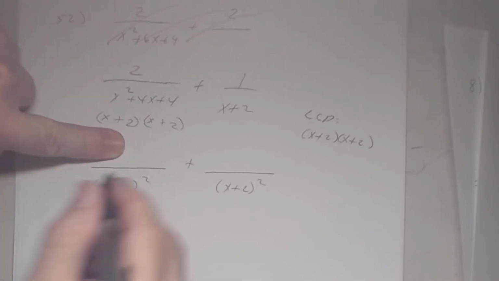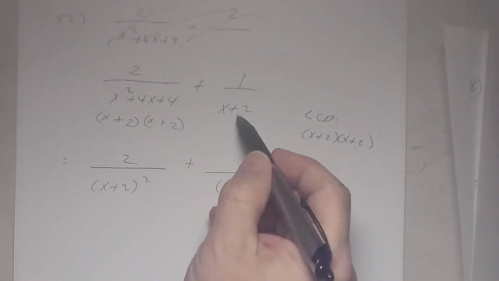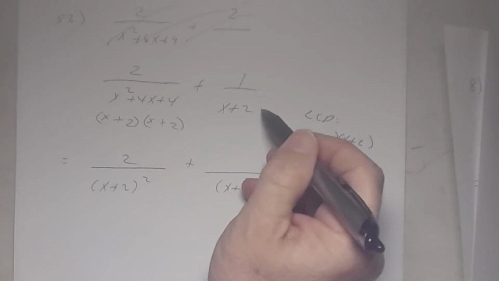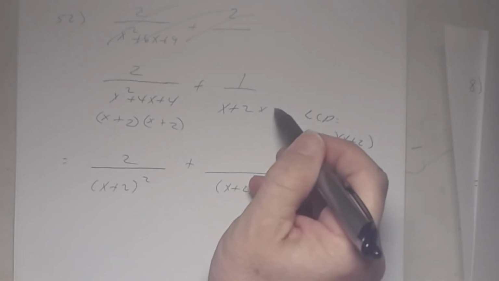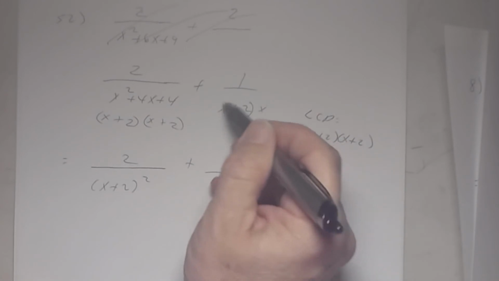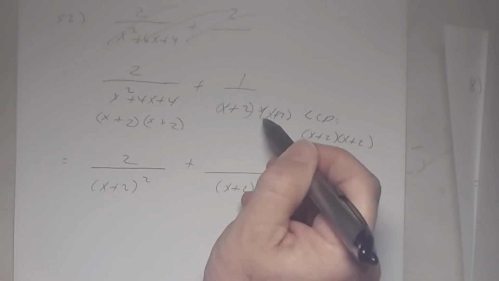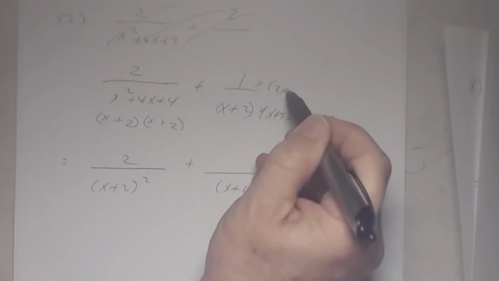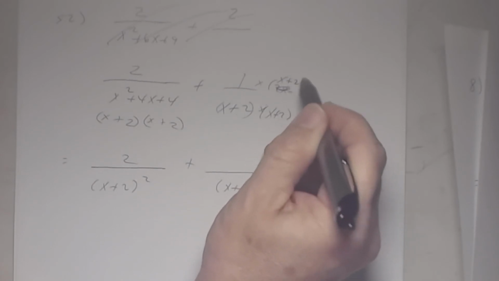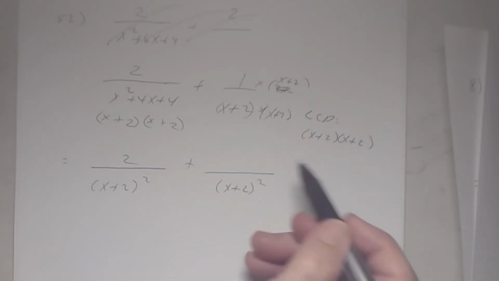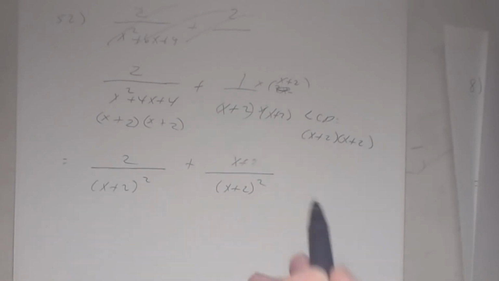2. This is what I have, this is what I want. Am I missing a factor? You need a square, x plus 2, times x plus 2. What I do to the denominator, I do to the numerator. You've got a 1 up there, so you just put the x plus 2 down. So 1 times x plus 2 is x plus 2.